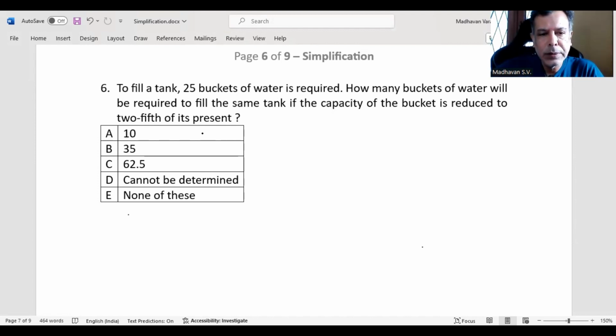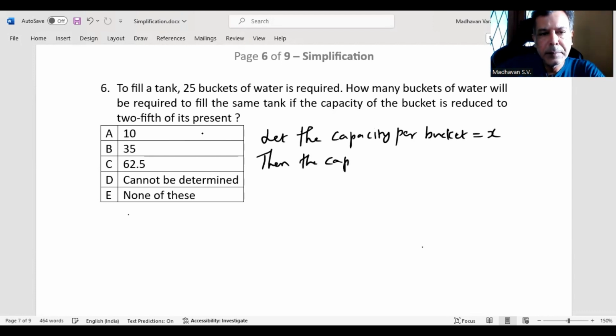So let the capacity per bucket be equal to X. Then the capacity of the tank should be 25 times X.